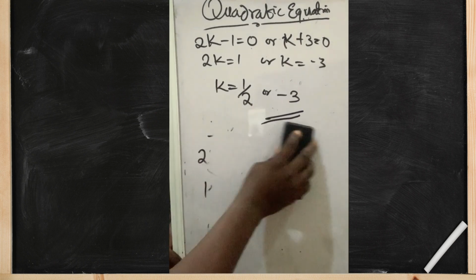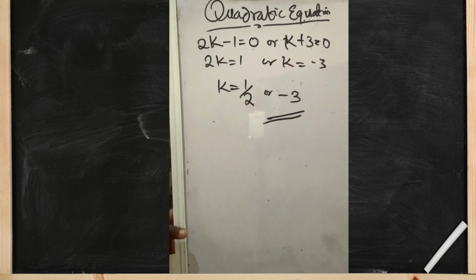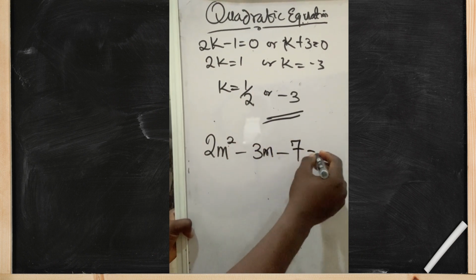I hope you enjoyed the class, and the question ahead of the next class will be 2m squared minus 3m minus 7 equals 0.